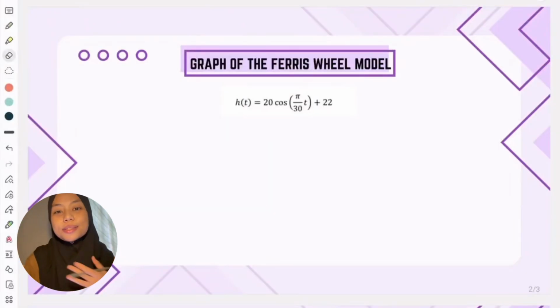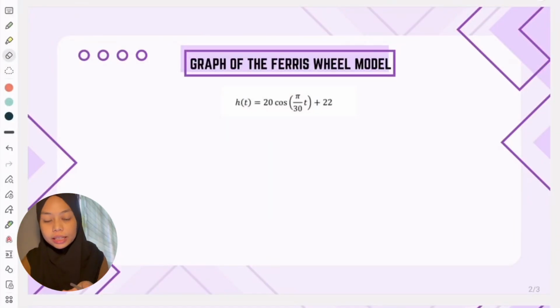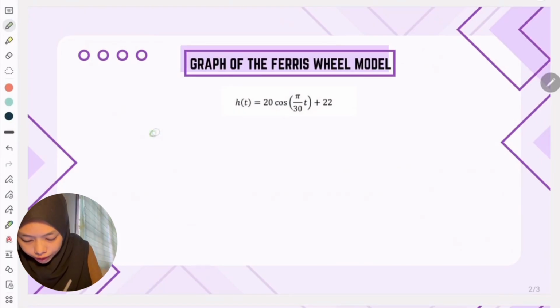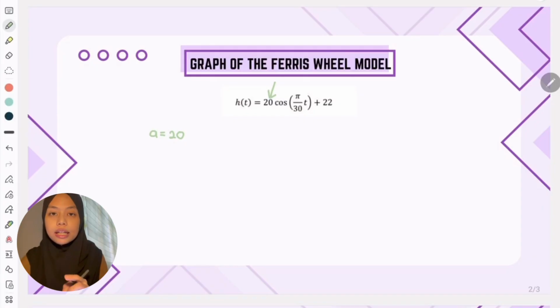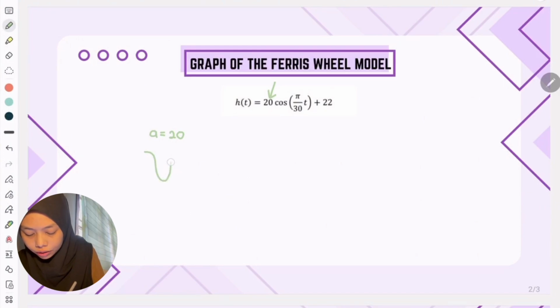Thank you, Fira. My name is Nurul Fatihah binti Ghazali, and I will start explaining the graph of the Ferris wheels. From the equation given by Fira, we need to extract a little bit of information first. We need to find our A, which is the amplitude. As we can see from the equation, our amplitude is 20. It is a positive number. Since it is positive, the graph will look like this: from the top it goes to the bottom and then goes to the top again.